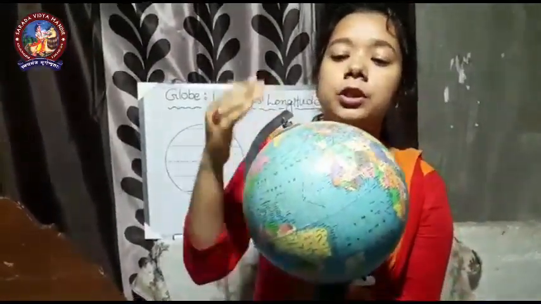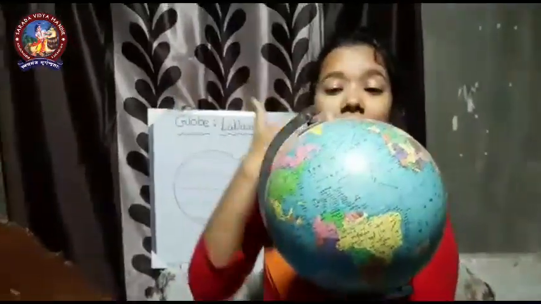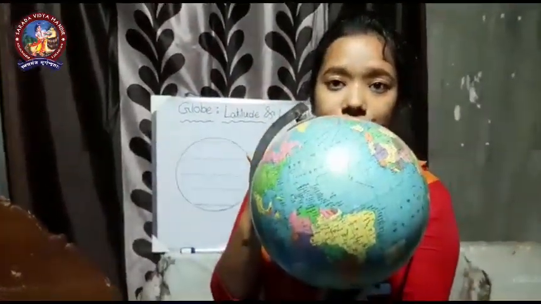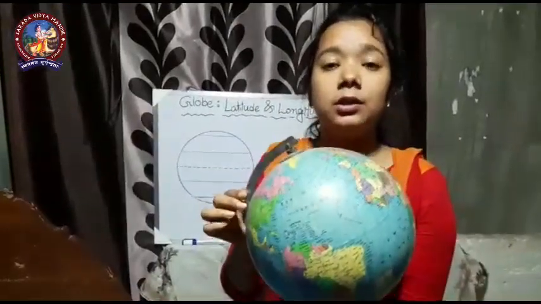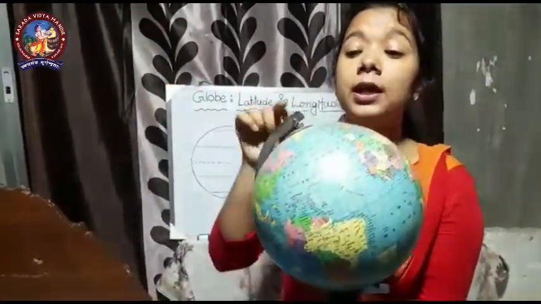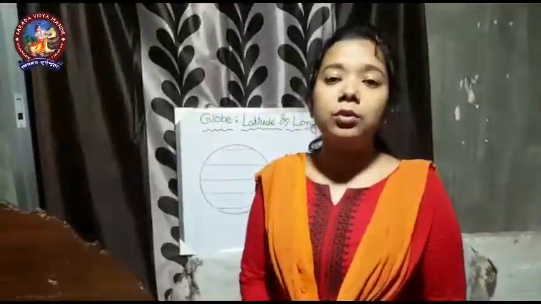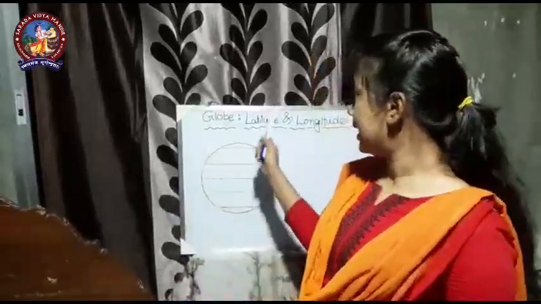And suppose you're looking at one side of the globe, definitely the back side is getting hidden. So these are some of the disadvantages of the globe. But still, it's very useful to study the Earth. Now, we will move to the latitude.